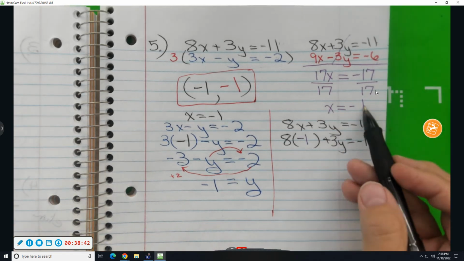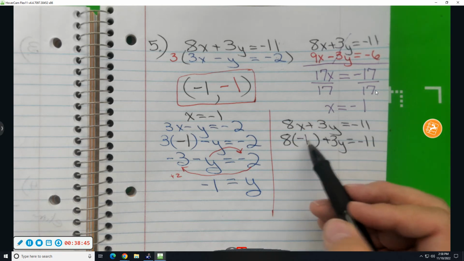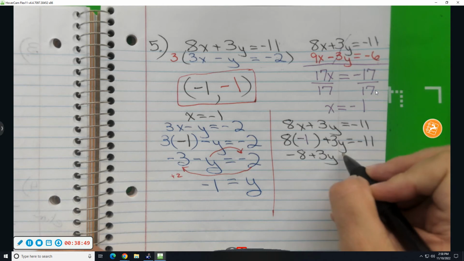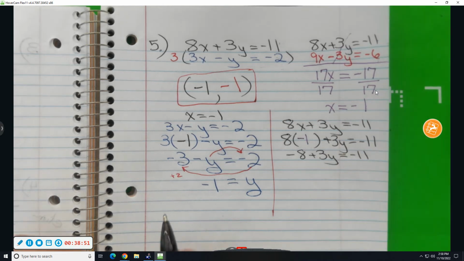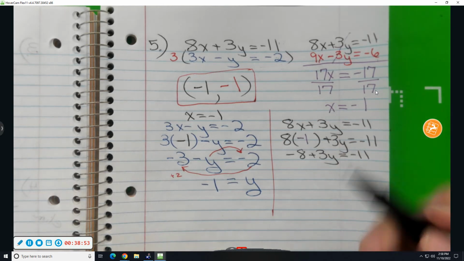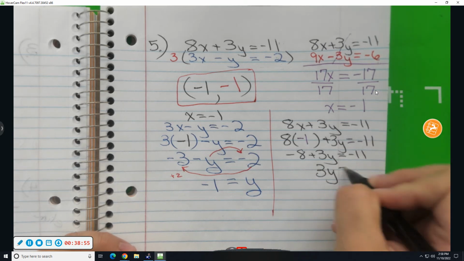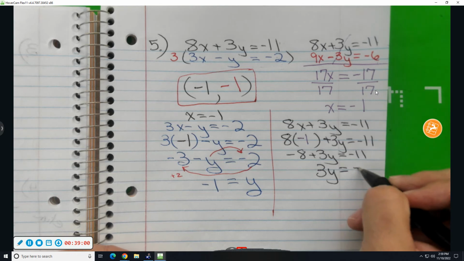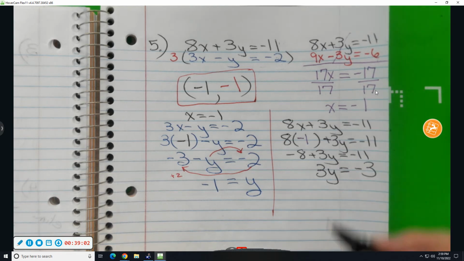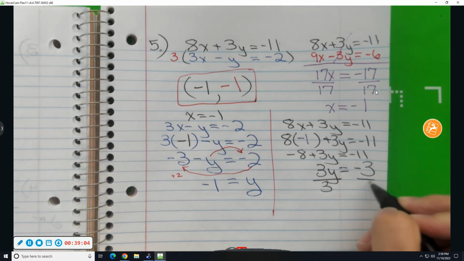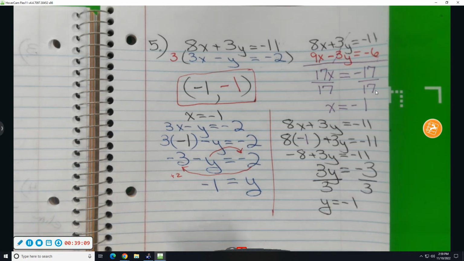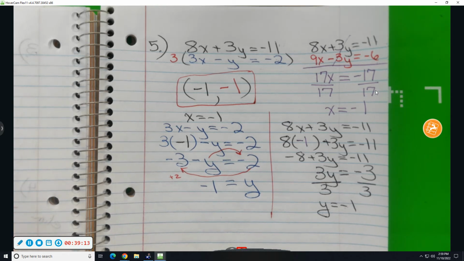So we're plugging -1 in for x. 8 times -1 is -8 plus 3y equals -11. We add 8 on both sides to get 3y equals -3. Adding 8, -11 plus 8 gives us -3. Divide both sides by 3, you get y equals -1. And sure enough, we got a y value of -1. Any questions there?